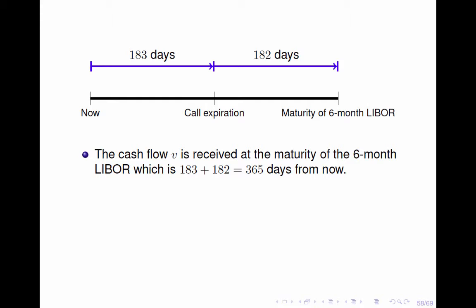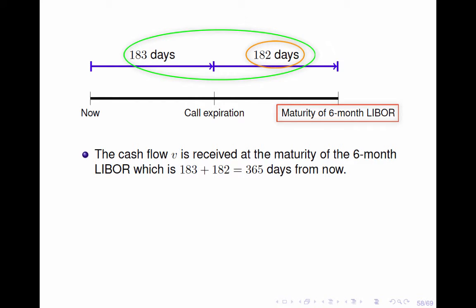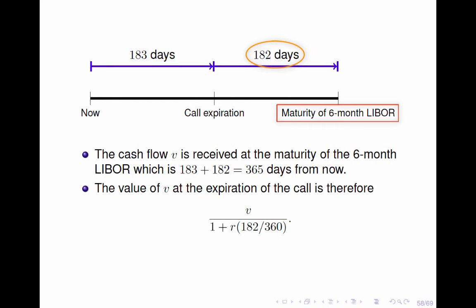From the timeline, it is clear to see that the cash flow V to be received at the maturity of the 6-month LIBOR is 182 days from the call expiration and is 365 days from now. Therefore, the value V at the expiration of the call is given by the following expression, where we use the prevailing 6-month LIBOR R for the discounting purposes.